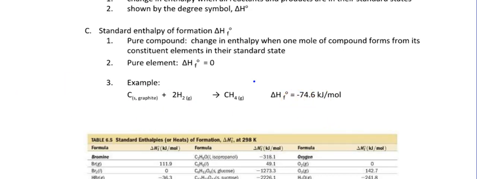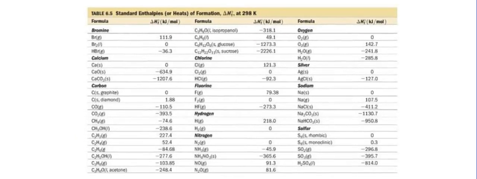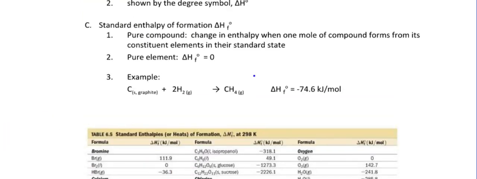Per mole of what? Per mole of methane. So if we look down here, is methane given as anything? Here it is, negative 74.6. And that's where these numbers came from.